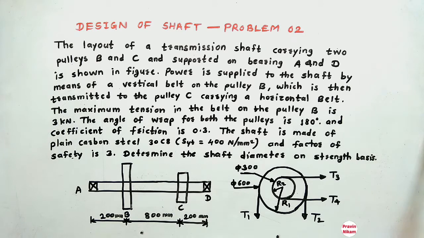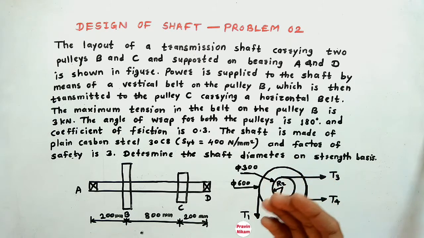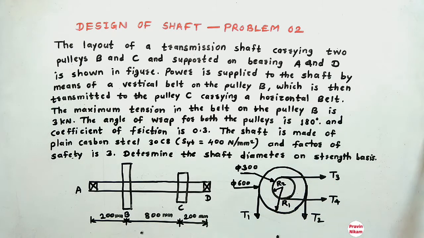different from problem 1, because in problem 1 there is only one pulley on the shaft. In this problem there are two pulleys on a single shaft. So let us see how to solve this problem. Let us see first the problem statement.